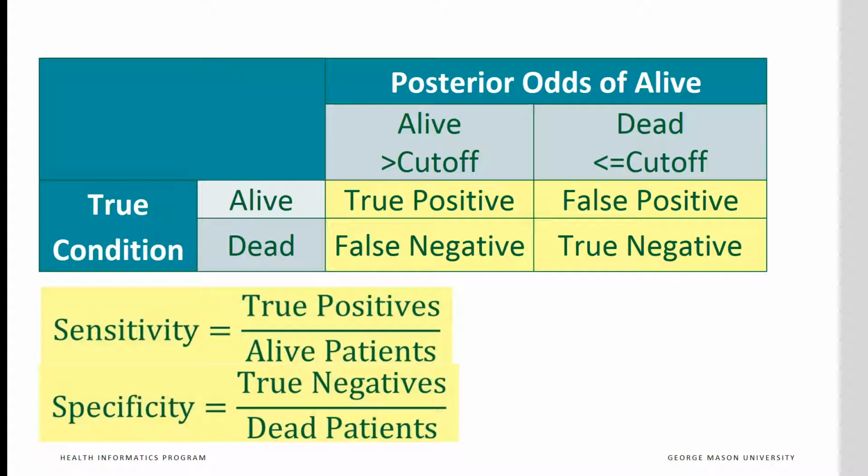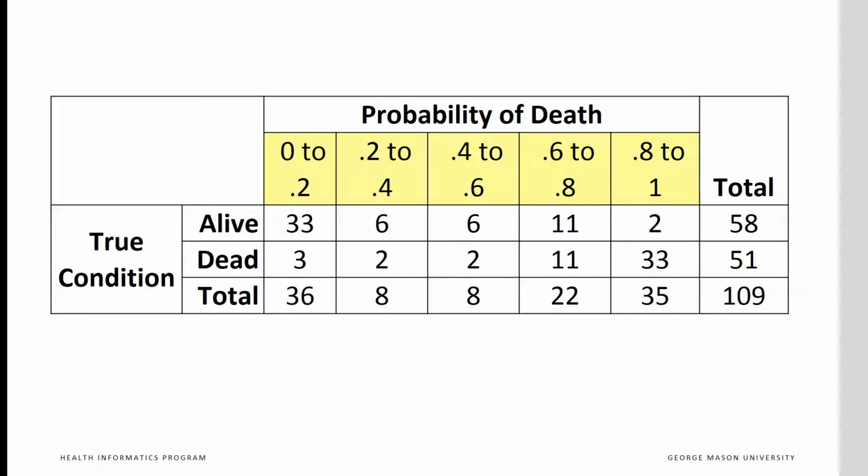The true positives is the count of patients we predict to live who in fact do live. True negative is the count of patients who we predict will die who in fact do die. Sensitivity is the portion of alive patients we accurately predict. Specificity is the portion of the dead patients we accurately predict.